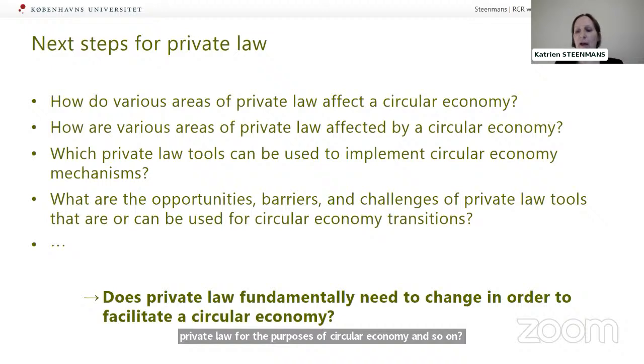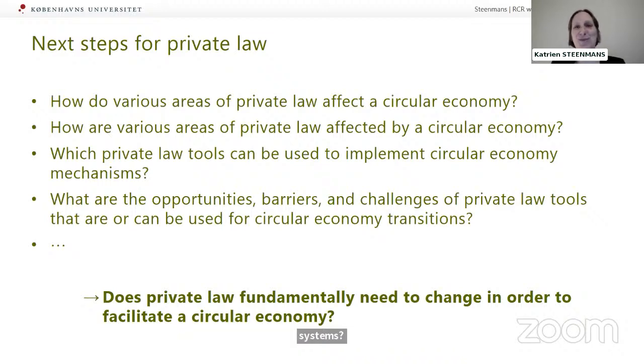And then perhaps the most fundamental and basic, but most challenging question is, does private law fundamentally need to change in order to facilitate a circular economy? Private law arguably embeds the current linear economic system, for example, by facilitating the commodification of resources and waste. So should the way private law works be changed? If so, how do we go about changing the fundamentals of private law systems? So there's lots of research avenues still to be explored, which is good news for private lawyers.